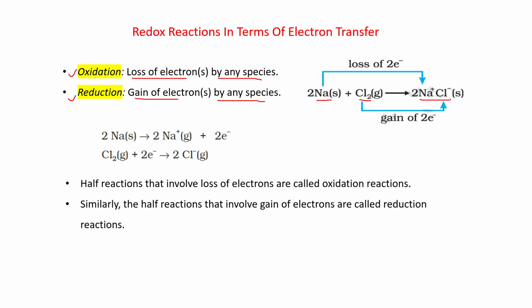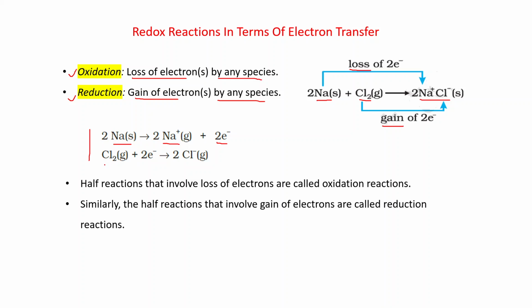Now what happens in this reaction? Sodium loses electrons and chlorine gains electrons. So we can say sodium is oxidized and chlorine is reduced. Actually, this whole reaction can be split into two half reactions, and these are the half reactions. Sodium converts into Na+ by losing an electron. Each sodium atom loses one electron.